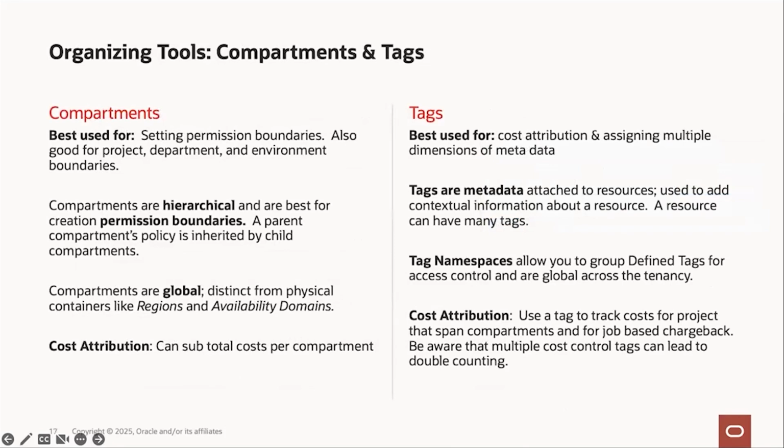So next we have a little compare and contrast chart of what we talked about so far, which is compartments and tags. So I just want to go through what each tool is best used for. So compartments will be best used for setting permission boundaries with obviously your policies, but it's also great for project, department, and environment boundaries. When it comes to cost attribution, you're able to subtotal costs per compartment.